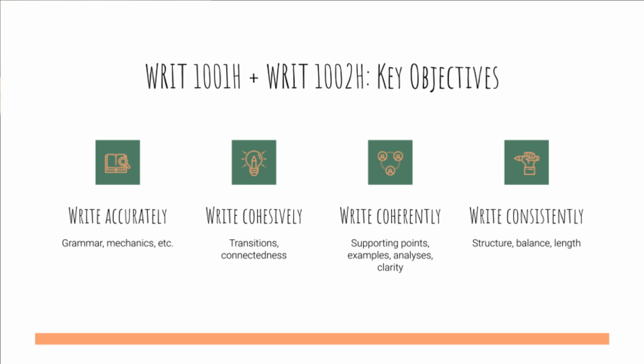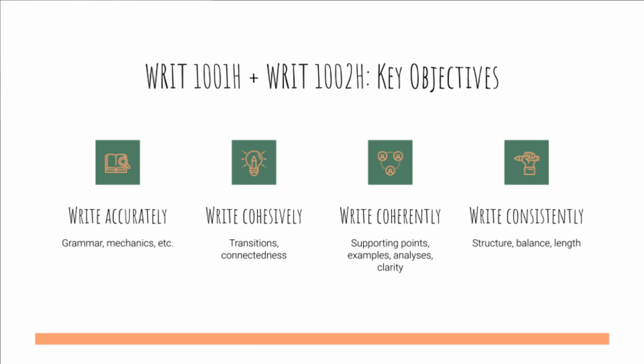So the key objectives in WRIT 1000. First of all, whichever course you're in, in college or university, there should be objectives or outcomes, okay? Now, as a student, we usually don't really care what those outcomes are, but believe you me, if it means anything, your teacher has put a lot of thought into what those outcomes are, all right? So we're just going to talk about these objectives quickly today. My goal is for you to be able to write accurately. So that means to work on your grammar, your mechanics.